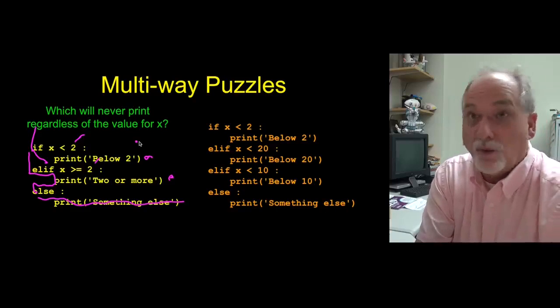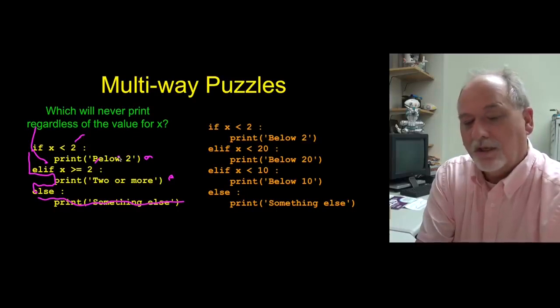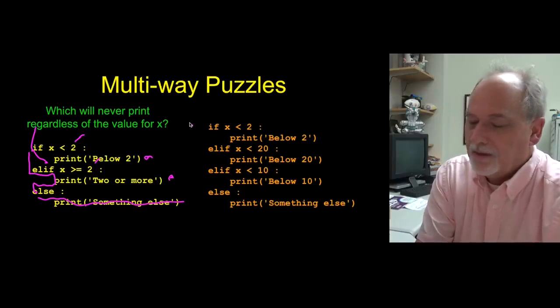So that was kind of a weird, dysfunctional one that I constructed. This other one is a little different. If x is less than 2, we do this. If x is less than 20, we do that. If x is less than 10, we do that. And if none of those are true, we do that.